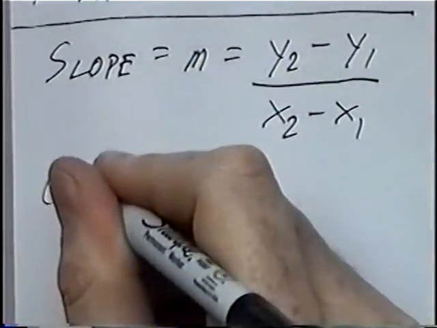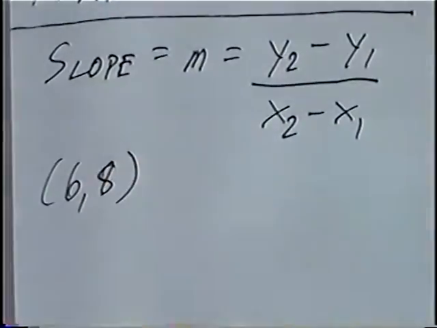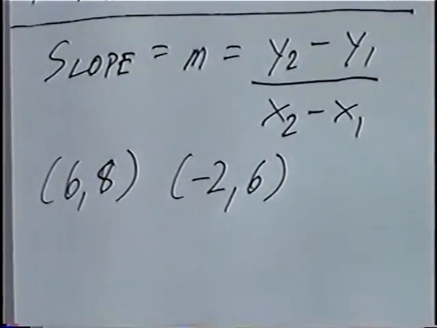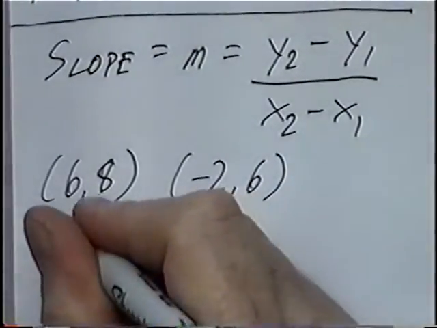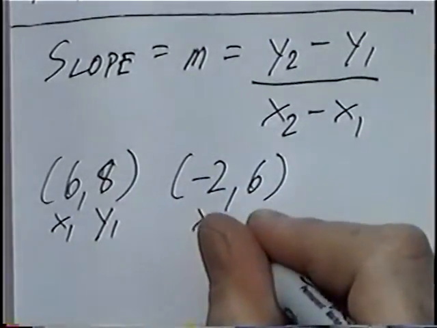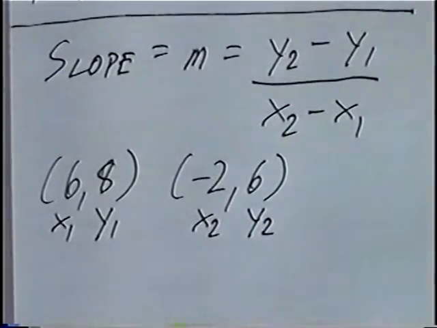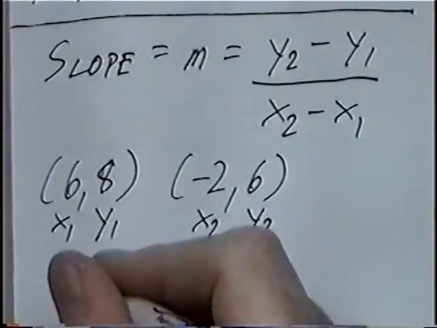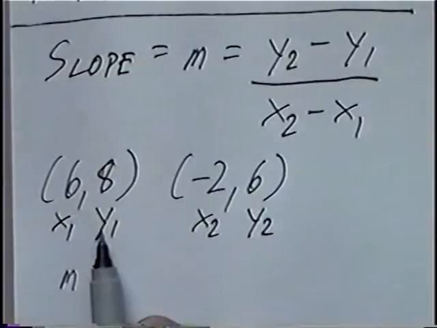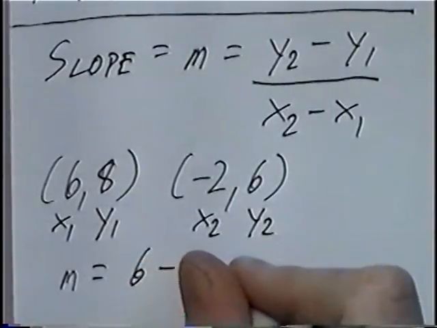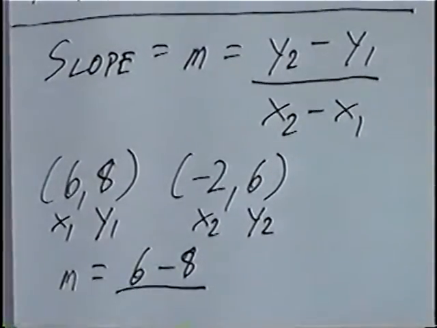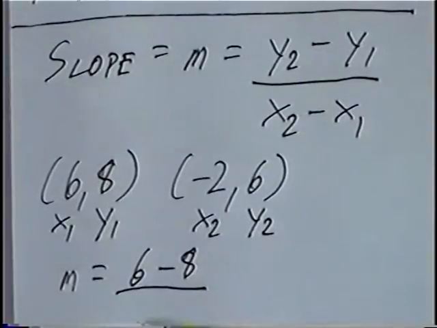First problem, first point is 6, 8, and the second point, negative 2, 6. Again, if you want to, you can label these points. The first point will be x1, y1, and the second point will be x2, y2. Using the numbers, plugging them into the equation, the slope, or m, will equal the second y value minus the first y value, or 6 minus 8. And the denominator will be the second x value minus the first x value, which will be negative 2 minus 6.